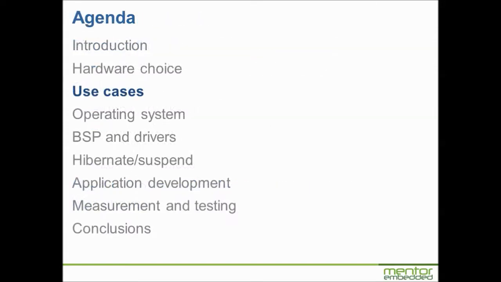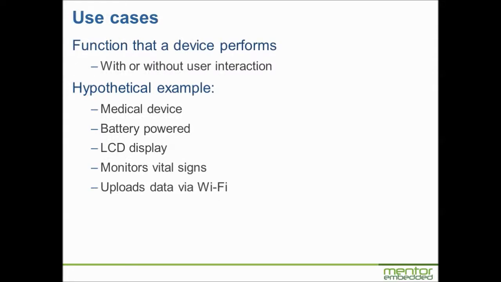So the first thing to do is look at use cases. The use cases are the identifiable functions that a device performs, which may or may not have user interaction involved. And to illustrate this, I'm going to talk about a hypothetical medical device. It's a battery-powered device. It has an LCD display. The patient carries this around, and it will display their vital signs, you know, their heartbeat, blood pressure, that kind of stuff. And it will upload that data via Wi-Fi so that the doctors, the hospital, can keep track of the patient without having to visit them and see them all the time.